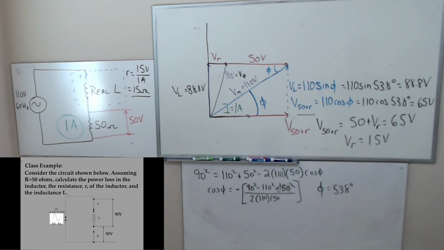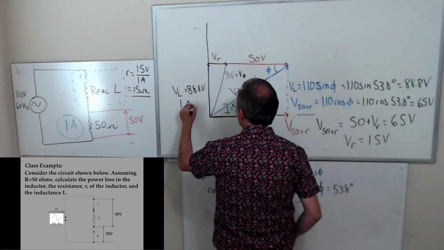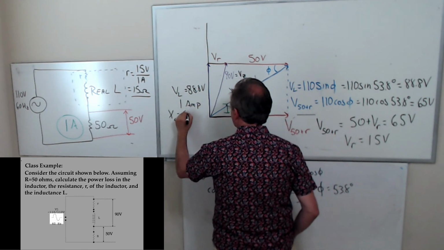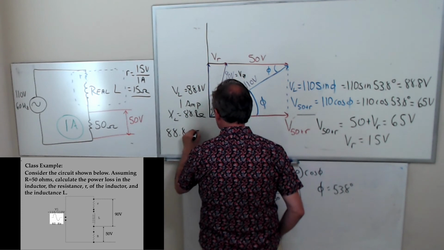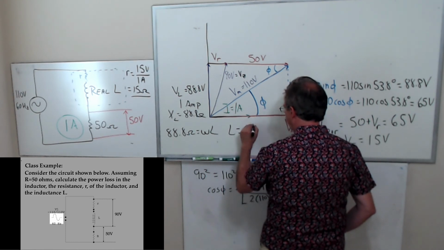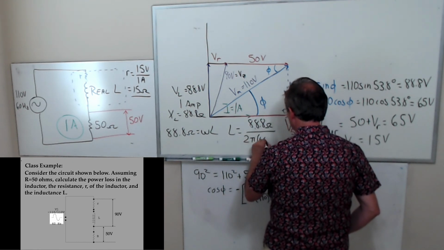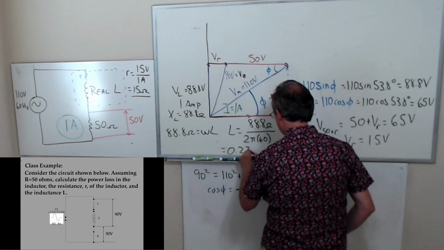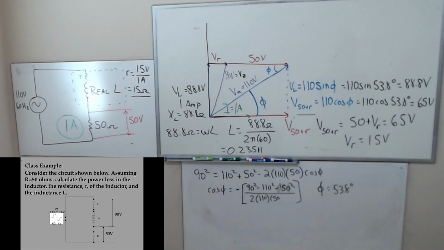So can I figure out L? Well, I have 1 amp here, right? Then isn't X sub L 88.8 ohms? And if 88.8 ohms is omega times L, then L is 88.8 ohms over 2 pi times 60. This comes out to be 0.235 henries. So I know the inductance. I actually know the voltage across the pure inductance.